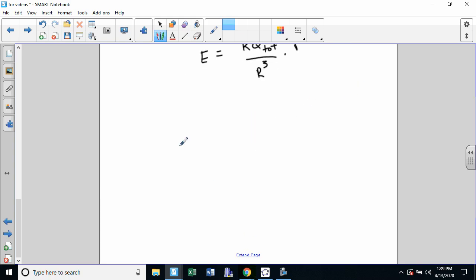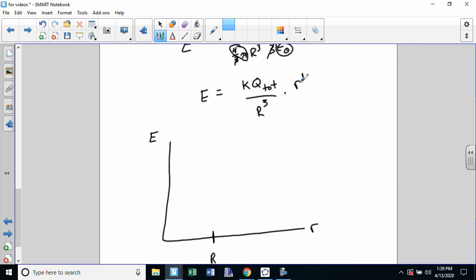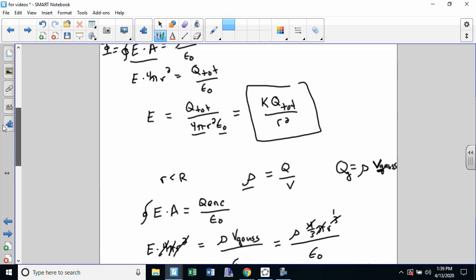So I would say that the electric field for this insulating material with uniform charge density as a function of radius, it's different before and after the radius of the sphere itself. So when you are inside of the sphere, we see that the electric field is linear. The electric field is linear inside of the sphere. The moment that you reach the radius of the sphere, we know that it becomes KQ over R squared.